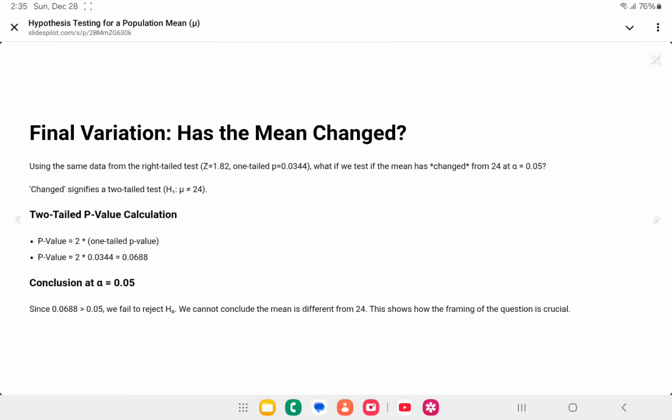Again, based on the same data, suppose we want to test if the true mean has changed from 24. This would be a two-tailed test because change could denote either an increase or a decrease. So the alternative hypothesis would be that the population mean is not equal to 24. We will multiply the one-tailed area by 2 to get the p-value, which in this case is greater than 0.05. That is, we fail to reject the null hypothesis this time, and cannot conclude that the population mean is different from 24 at alpha equals 0.05.